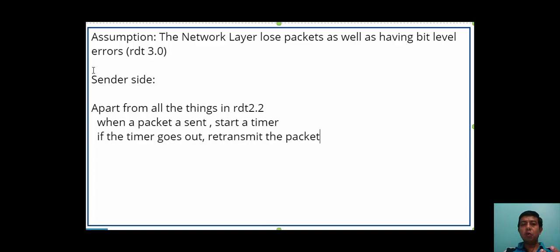Remember, the receiver has no role in detecting packet loss. So there is no change in the receiver side. So the receiver side of rdt 2.2 is same as the receiver side of rdt 3.0. Only change will be in our sender side. And what will be the change? The change is addition of a timer. And this gives our final protocol, the final design of our reliable data transfer protocol.